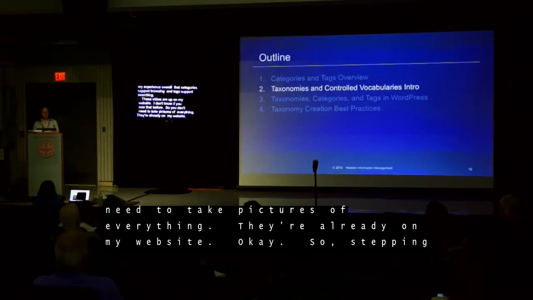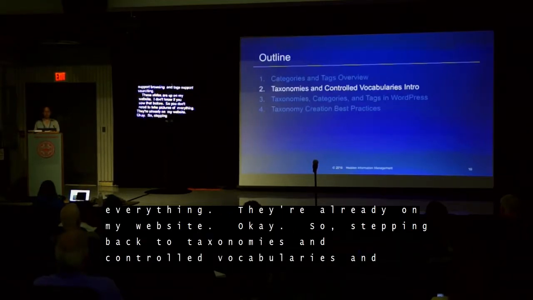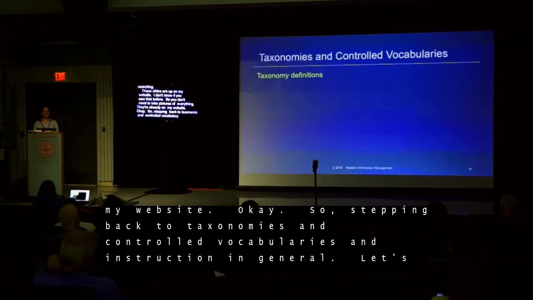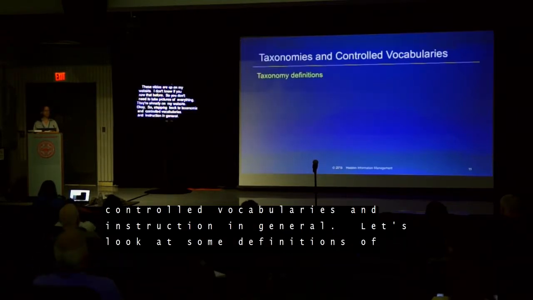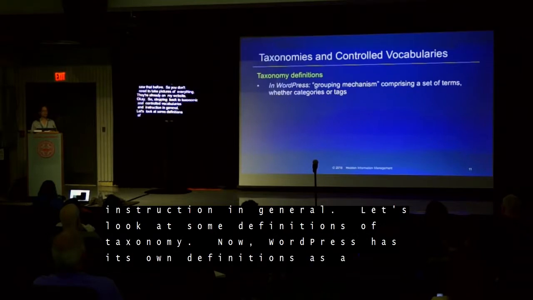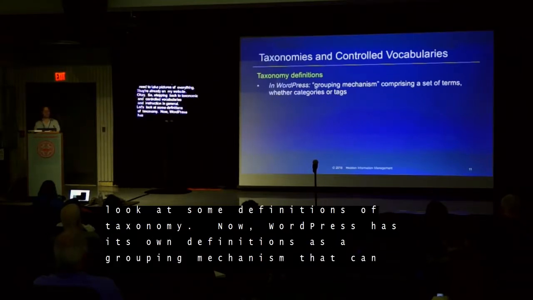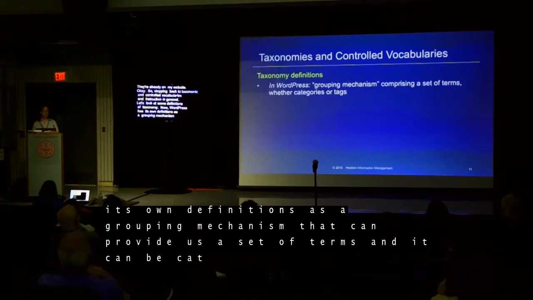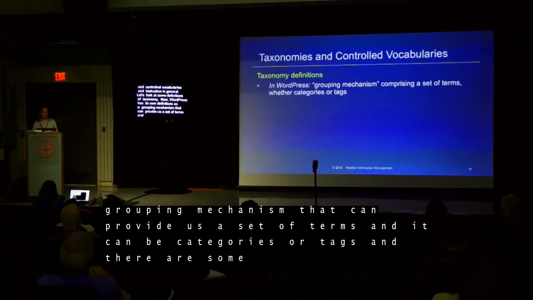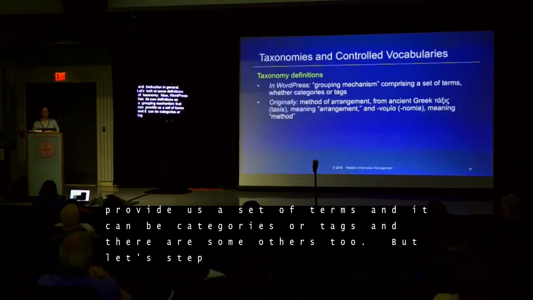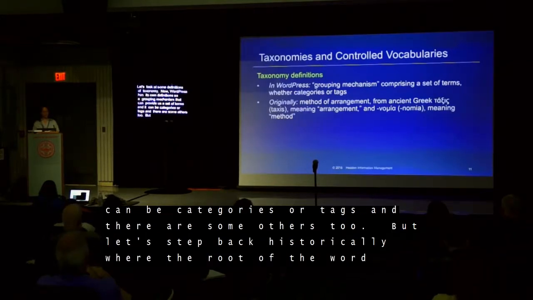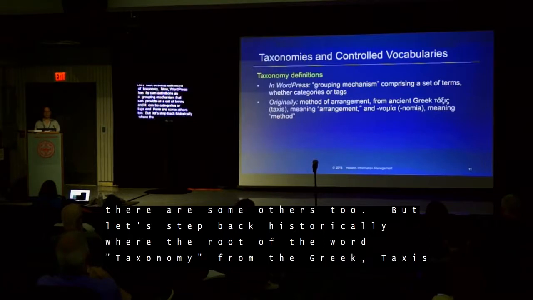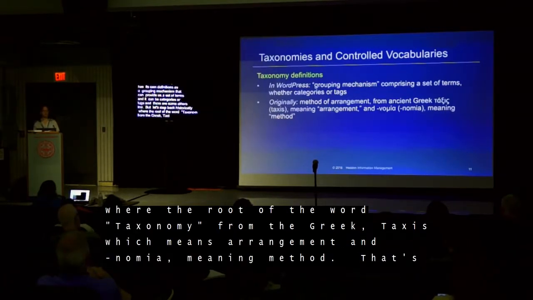Okay, so stepping back to taxonomies and controlled vocabularies and introduction in general, let's look at some definitions of taxonomy. Now, WordPress has its own definition: a grouping mechanism that comprises a set of terms, and they can be categories or tags, and there's some others too. But let's step back historically, to the root of the word taxonomy, from the Greek taxis, which means arrangement, and nomia, which means method. So that is the idea, it's an arrangement method.